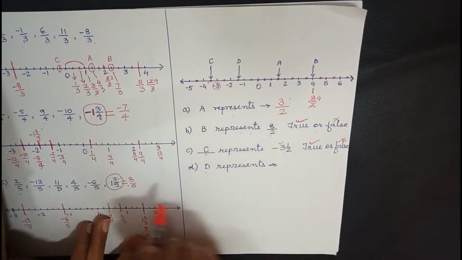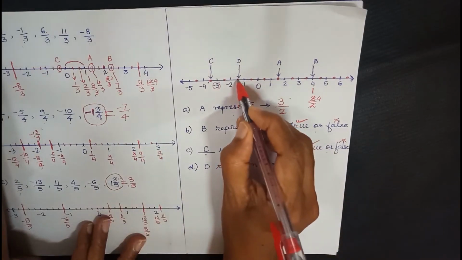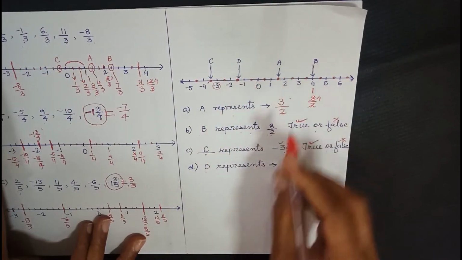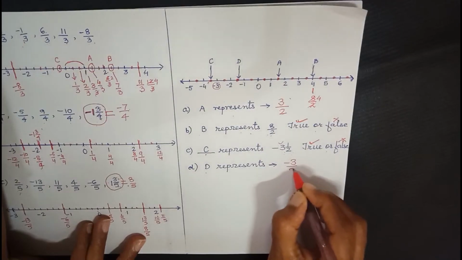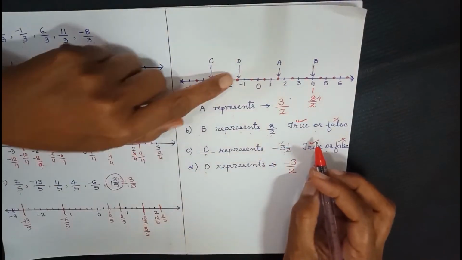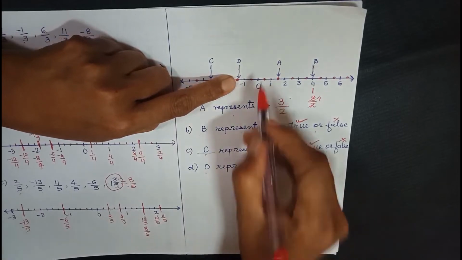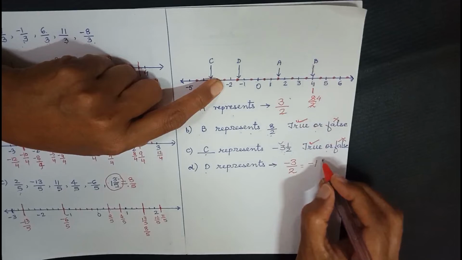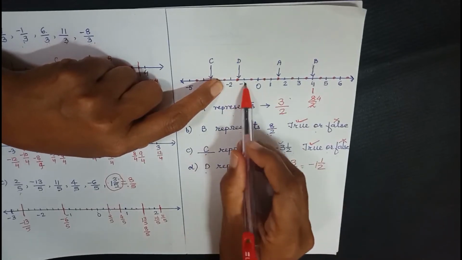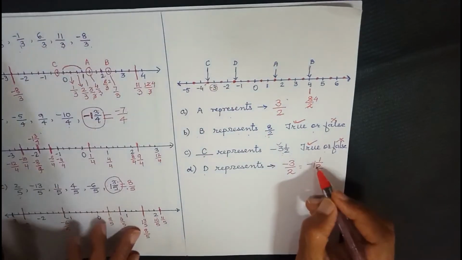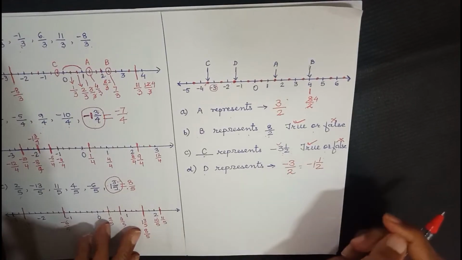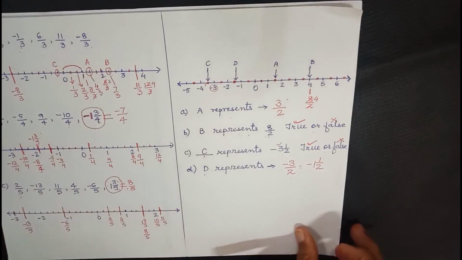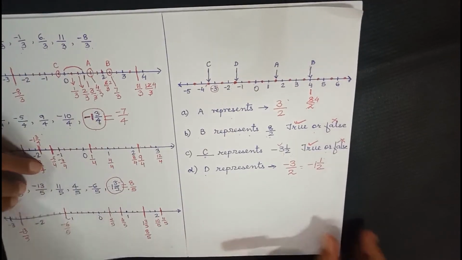Last question, what does D represent? So you can see D is this point. So 1 part, 2 parts, third part. So it is minus 3 upon 2. Or it can even be written as minus 1. We have crossed minus 1, and now this is the first part after minus 1. So we can even write it as minus 1, 1 upon 2. So you can see 2 ones are 2, plus 1 is 3 upon 2. So this is how a number line can represent rational numbers, and we can represent rational numbers on a number line.